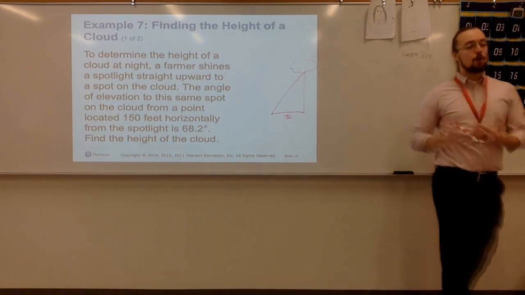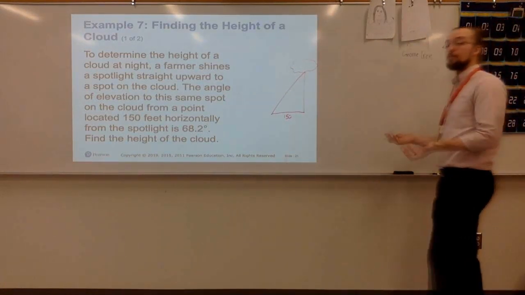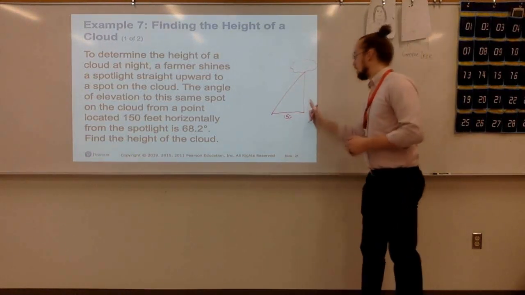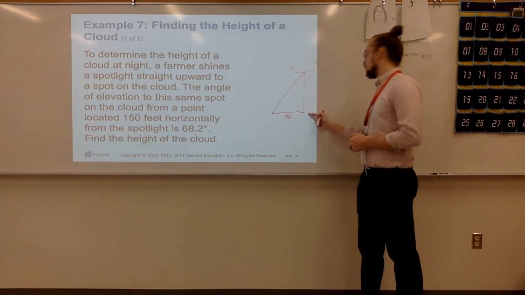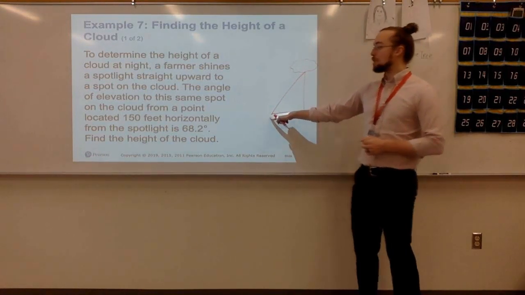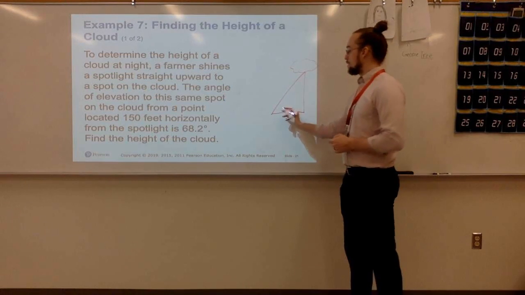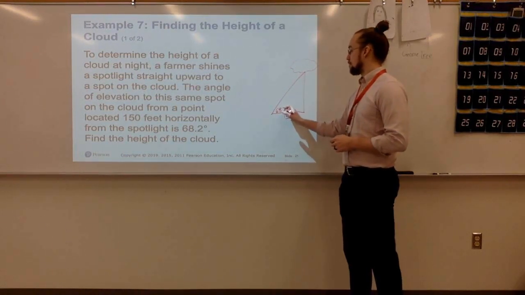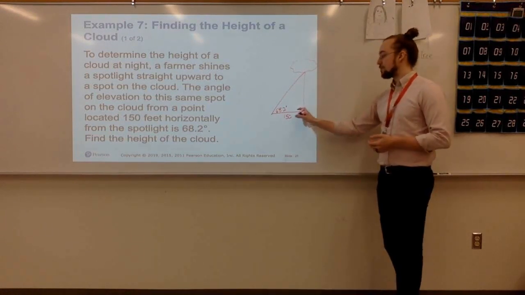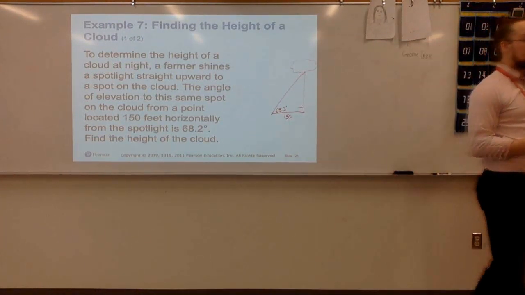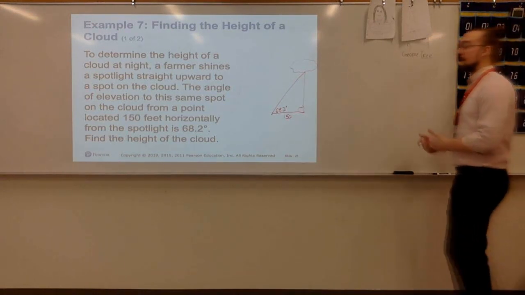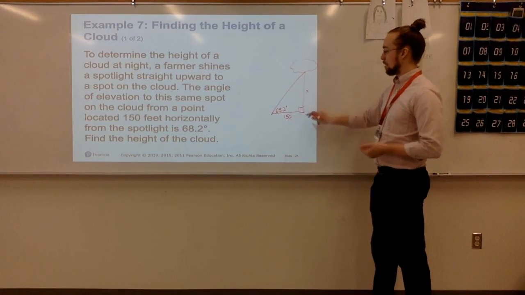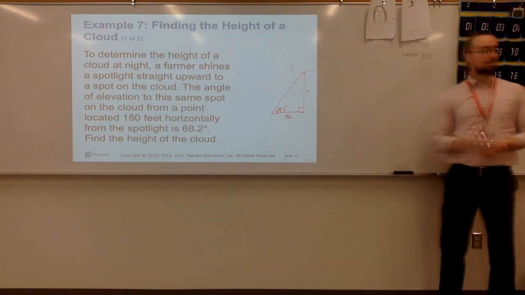Okay, so a big part of these story problems is drawing your own picture. So we need to figure out how to draw the picture. So here's the spotlight. Spotlight shining straight up on the cloud, and he walks 150 feet horizontally. And the angle of elevation then that's created looking up to that same spot is 68.2 degrees. Okay, so this is what our figure would look like. And our goal is to find the height of the cloud. So the height would be this, from the ground to the cloud.